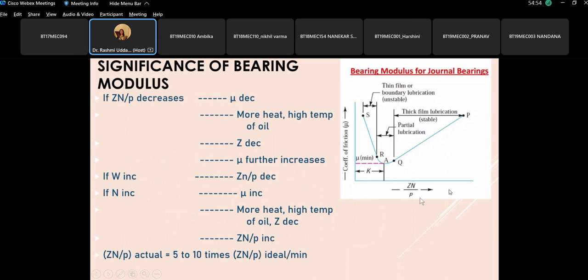Yes, so finally it has a tendency to come back to this region. You increase one parameter, the other parameter reduces, it has a tendency to come back here. You try to decrease it and another parameter increases, it has a tendency to come back to this zone. So we have to always ensure that we are in this stable zone, which is of thick film lubrication. We have to continuously be in hydrodynamic lubrication. We don't want thin film lubrication. We don't want mixed lubrication or partial lubrication.